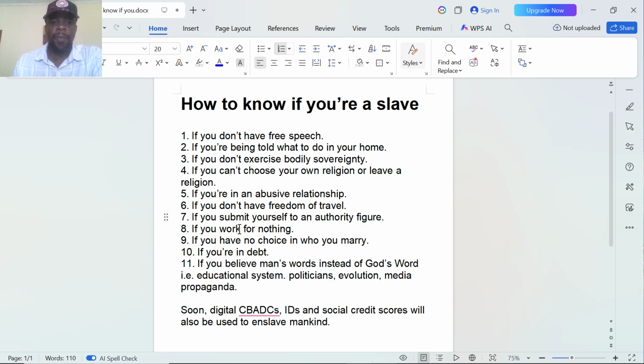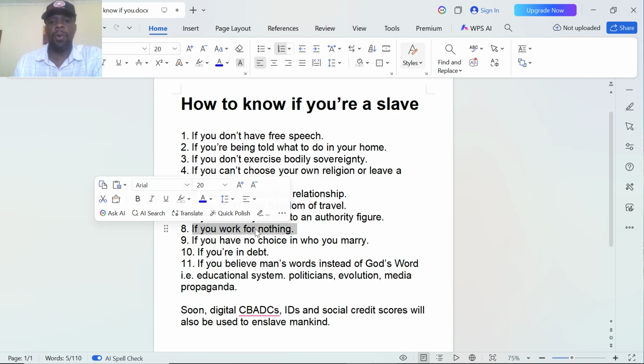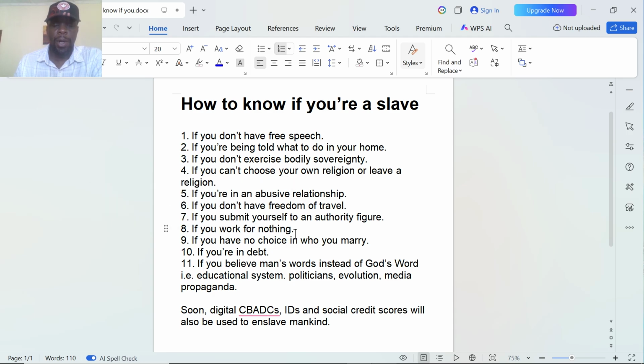Number 8, if you work for nothing. Now this is typically thought to be what slavery is. The definition that pops in most people's minds when you talk about slavery is they think when you work for nothing you're a slave. No, all this is slavery. Okay, because you're not free. Difference between a slave and someone who's free.